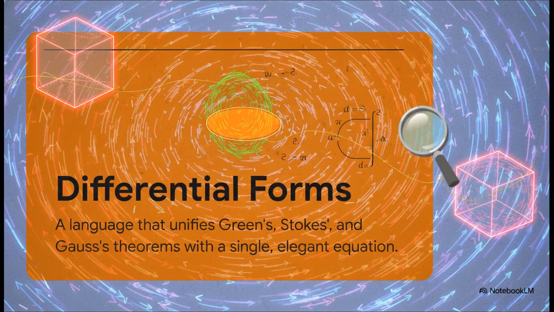So here's the crucial point. All of these theorems are really just different views, different shadows of a single, much more powerful idea. There's a mathematical framework called differential forms, and in that language, all of these theorems become one. I'm serious. The fundamental theorem, Green's, Stokes', Gauss's, they all collapse into a single, unbelievably elegant statement. Basically, the integral of a thing's derivative over a region is equal to the integral of the thing itself over that region's boundary. One equation to rule them all.